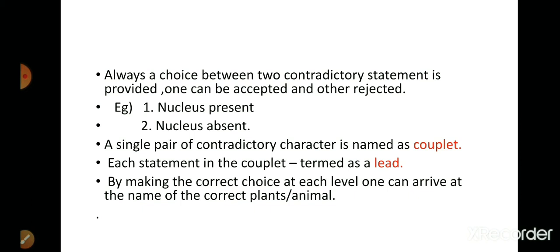By making the correct choice at each level, one can arrive at the name of the correct plant or animal. If we find an unknown organism, by using this taxonomic key series and making the correct choice at each level, we can find that unknown organism or plant and find its name or place among the taxa. So the taxonomic key is just used for the identification of unknown plants and animals.